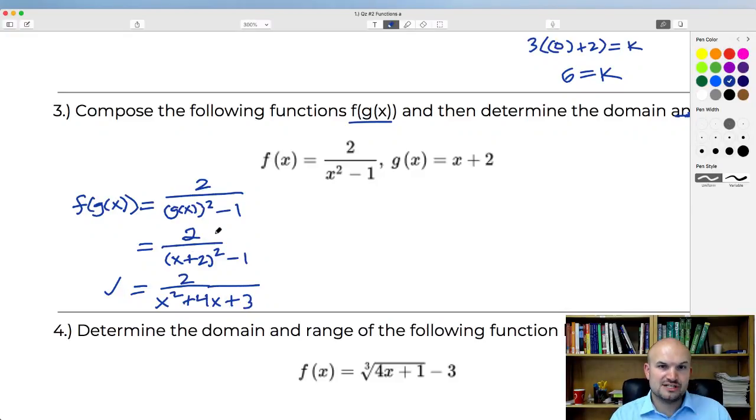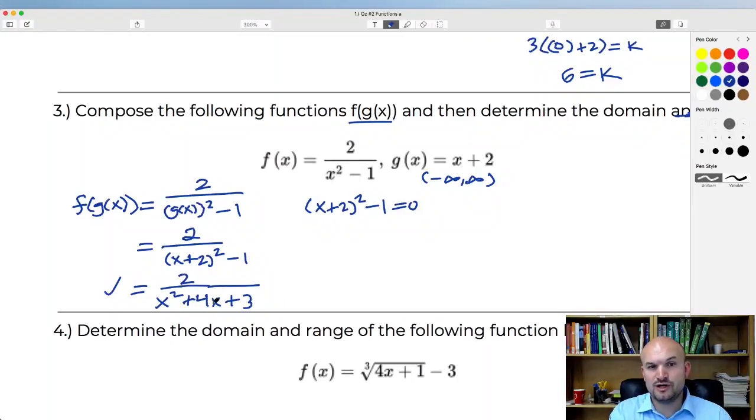So again, by composition, I have to be concerned with the domain restriction of my initial function, which in this case does not have any domain restrictions. It's negative infinity to infinity. However, once I plug g of x into the f of x function, I'm plugging it into the denominator. Now I have a new restriction because I have a new function in my denominator. So I'm going to set my denominator x plus 2 squared minus 1 equal to 0.